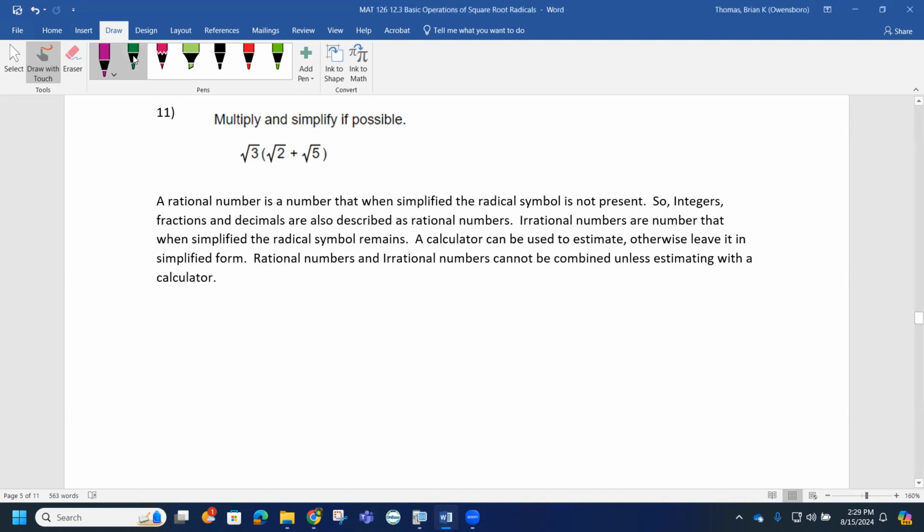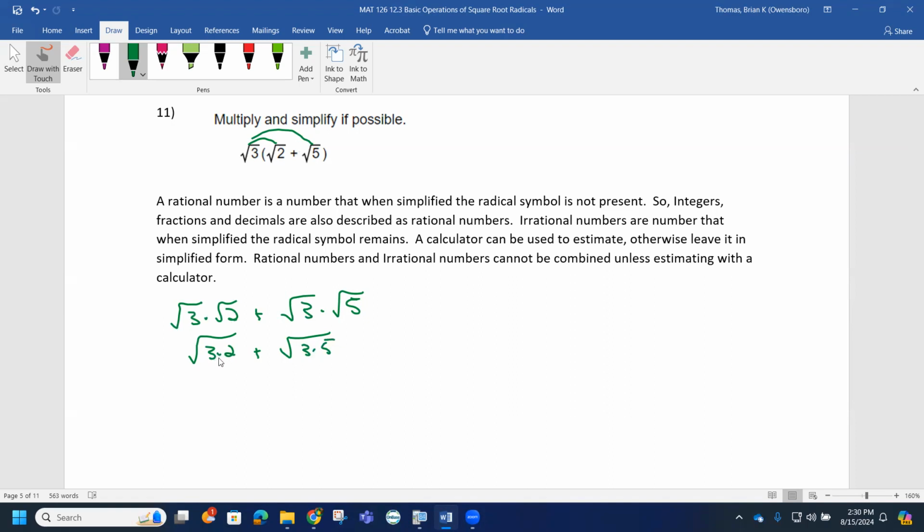So if we want to multiply this out, notice how again, since these are not like radicals, we cannot combine those together. But what we can do is multiply the radical 3 through the parentheses. So this turns into radical 3 times radical 2 plus radical 3 times radical 5. Now, since these are both in a radical, they can go inside the same radical. So radical 3 times 2 plus radical 3 times 5.